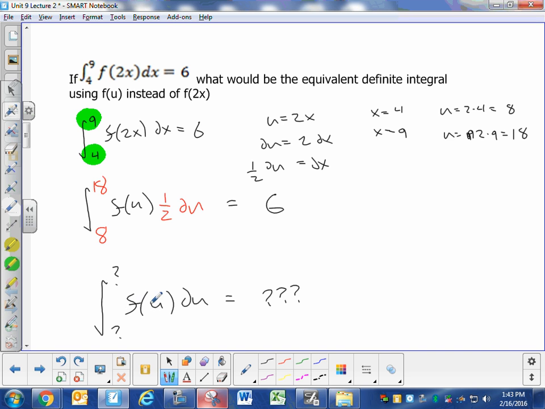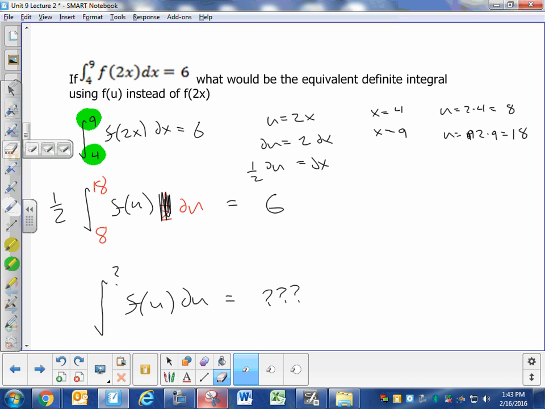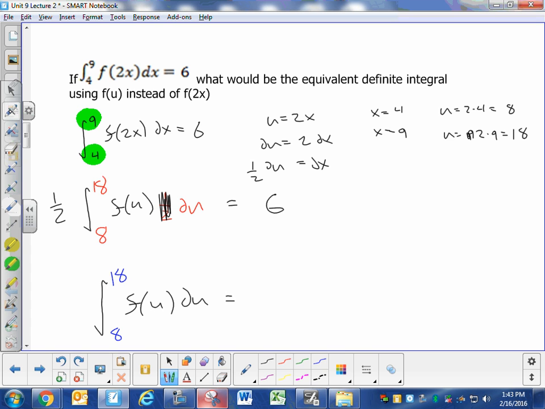Well, if I wanted just f of u du and not a half, what can I do to get rid of that half? I could multiply both sides by 2. Remember, if we have a constant in an integral, we could take that constant out, and then I can go ahead and solve for the integral by multiplying both sides by 2. So actually, I'm looking for an answer that has an 8, an 18 here and here, but this integral is equal to 12. Just as a trick. They would only show this or this as a possible answer, and the other ones would be wrong.